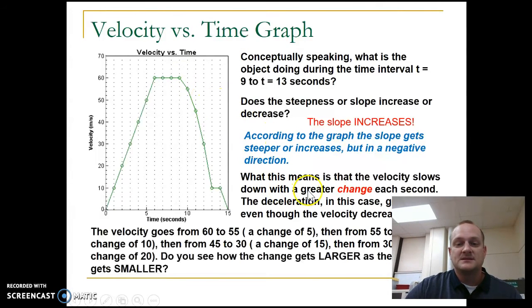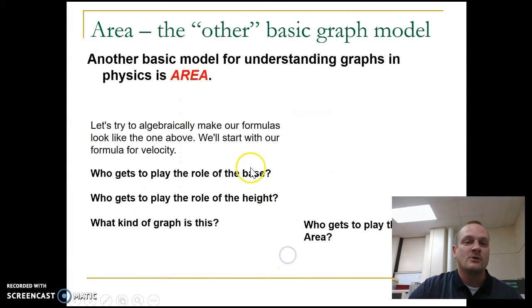What does that mean? Well, that means that the velocity is slowing down with a greater change each second. So the deceleration in this case is getting larger even though the velocity is decreasing. The velocity goes from 60 to 55, a change of 5, then from 55 to 45, a change of 10, then from 45 to 30, a change of 15, then from 30 to 10, a change of 20. So do we see how the change gets larger as the velocity gets smaller?